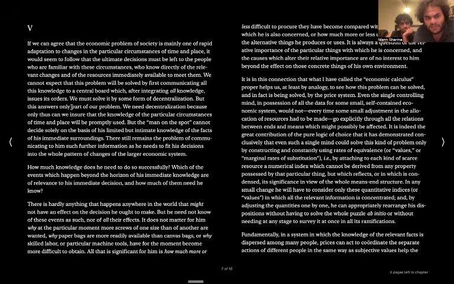But this answers only part of our problem. We need decentralization because only thus can we ensure that the knowledge of the particular circumstances of time and place will be promptly used. But the man on the spot cannot decide solely on the basis of his limited but intimate knowledge of the facts of his immediate surroundings. There still remains the problem of communicating to him such further information as he needs to fit his decisions into the whole pattern of changes of the larger economic system. So here we are saying, okay, the man on the spot knows what he knows, but how do we communicate everything that everybody else knows?